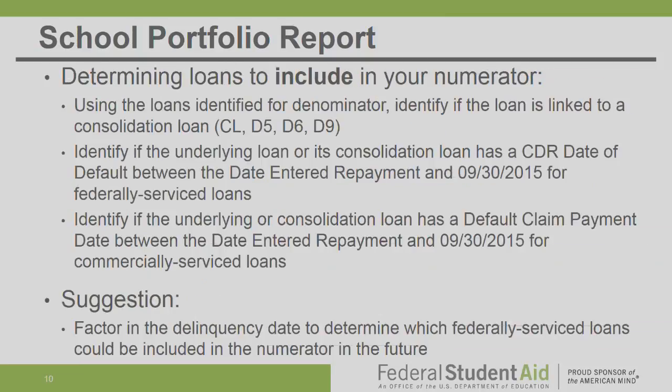So after you've identified only the loans to include in your denominator, then you want to start identifying which of those loans qualify for inclusion in the numerator. So the first thing we're going to check is if that underlying loan is linked to a consolidation loan. That's where we start wanting to consider other loan types. That's where we consider our CLs for FFEL consolidations, our D5, D6s, or D9s.